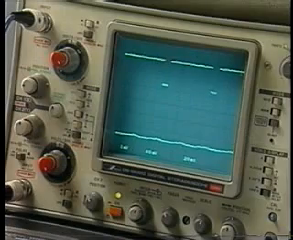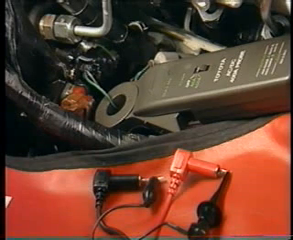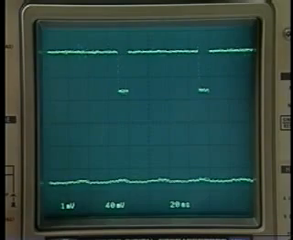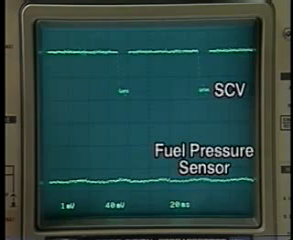Let's watch on an oscilloscope to see how the SCV is controlled. To easily monitor the operation of the SCV, let's see the electrical current that flows through the SCV. The SCV signal is shown at the top and the fuel pressure sensor signal at the bottom.